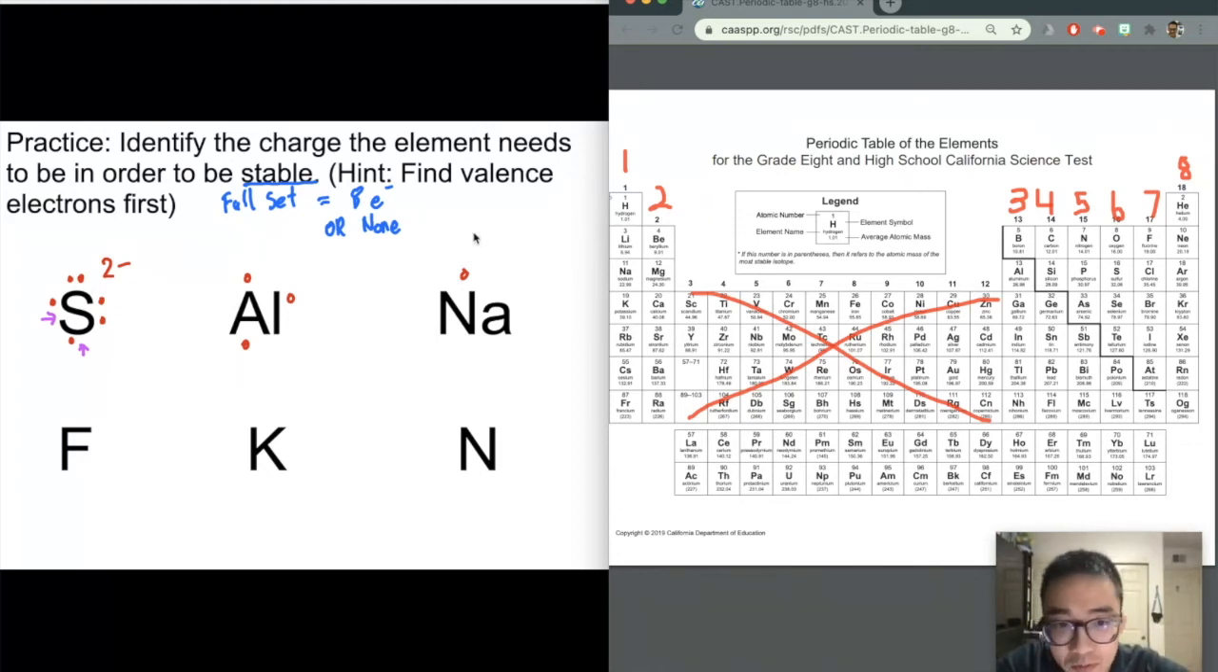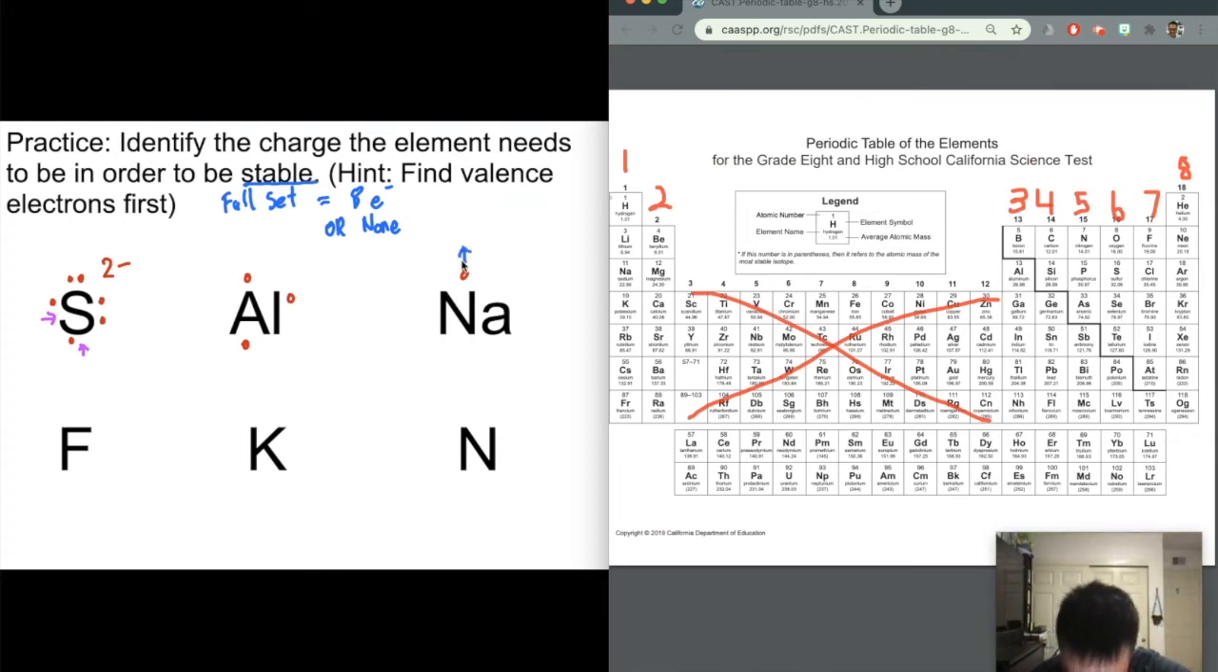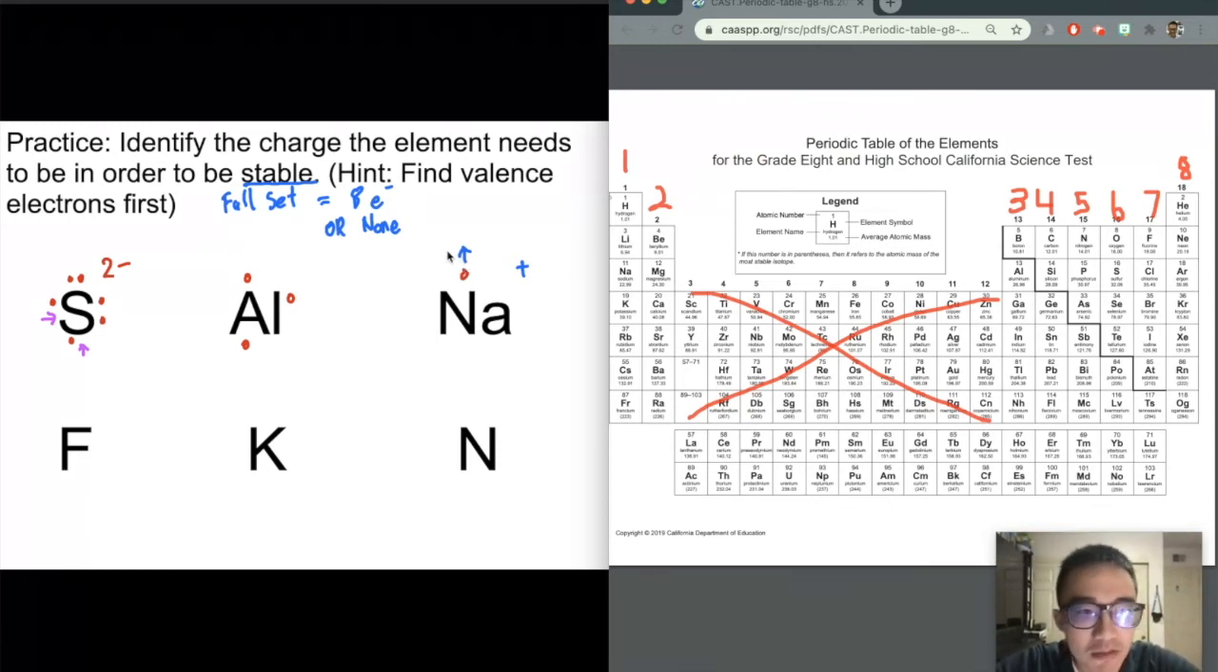Let's try one more for sodium. For sodium, it has 1 valence electron. And so there are two choices, right? You could either lose that 1 valence electron or you could gain 7 more. So it's much easier for it to lose this 1 electron, and so in total, electrons are negative, so if I lose 1, it's going to become +1. Okay, and so that's just a simplified version of how you get the charges.